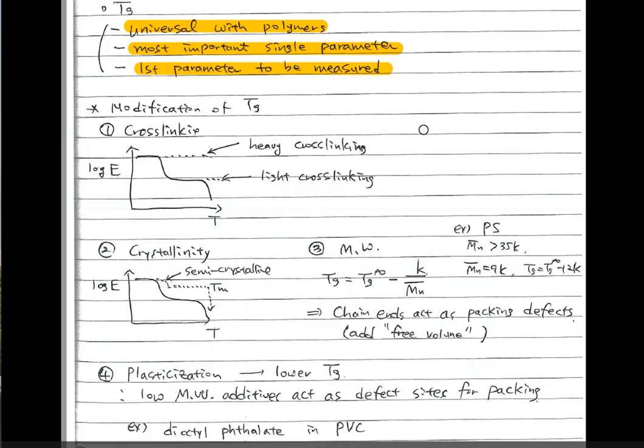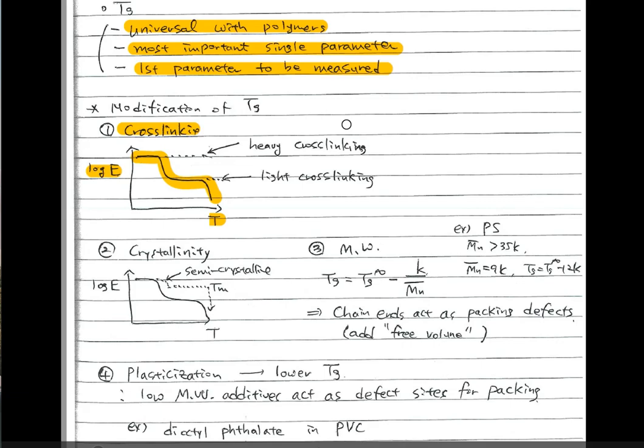Okay. Then how can we modify, how can we change the glass transition temperature of polymer samples? There are many different ways. The first way is by cross-linking. Remember this graph, right? The Young's modulus as a function of temperature. So the amorphous polymers have this kind of behavior. Glassy, leathery, rubbery, and liquid.